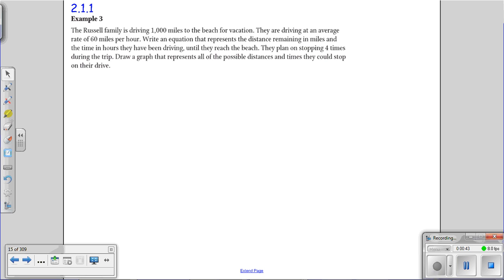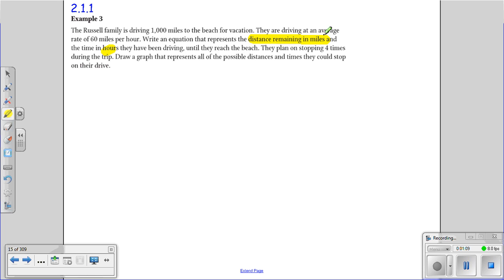So that's the key right there. We want an equation for distance remaining, not how far they're going, but the kids are always asking, how much longer do we have to go? And time in hours they have been driving until they reach the beach. So again, this is in hours. It's our unit. We're going in miles. They plan on stopping 4 times during a trip. Draw a graph that represents all possible distances and times they could stop on their drive.